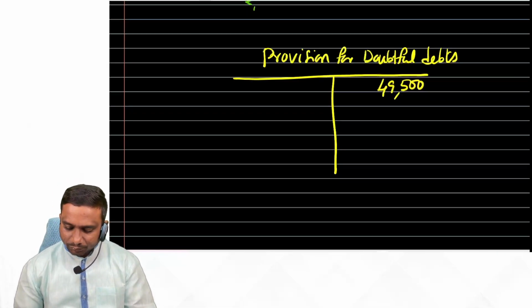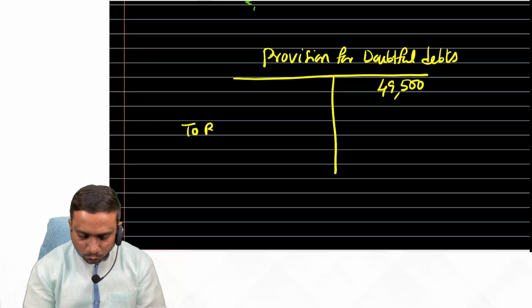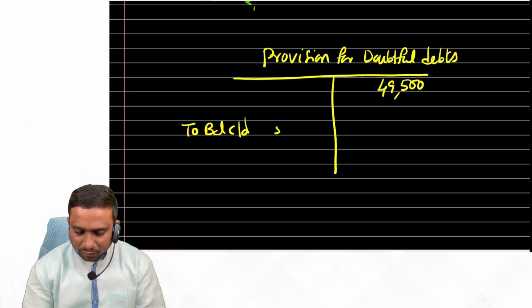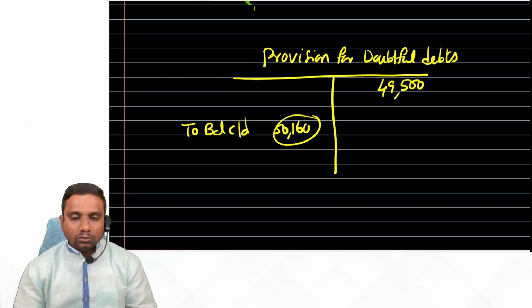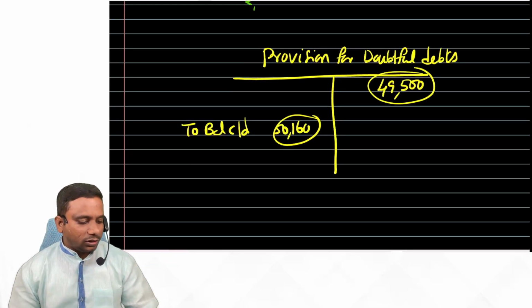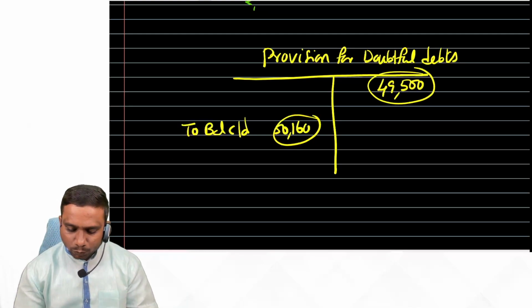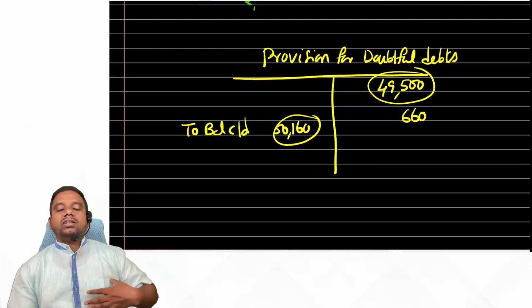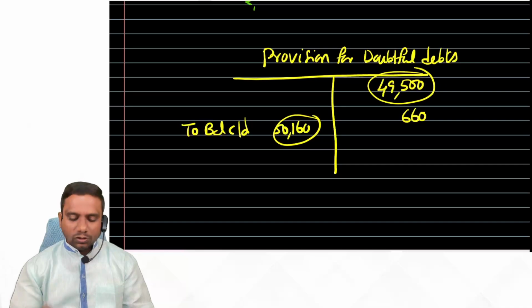So 50,160 is the closing balance we have to show. The required provision is 50,160, whereas already we are maintaining 49,500 provision. So 50,160 minus 49,500, the remaining 660 rupees we transfer to the P&L account. For this, what is the entry we record? Provision for doubtful debts account debit to profit and loss account. Hope you understood this one.